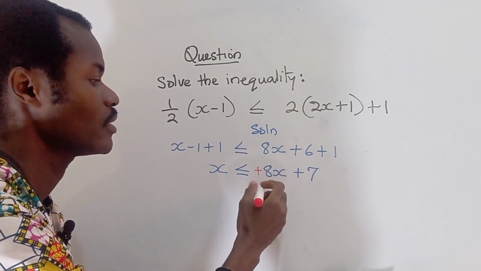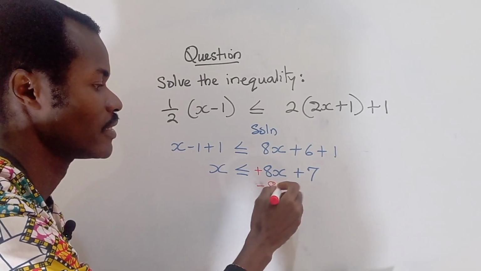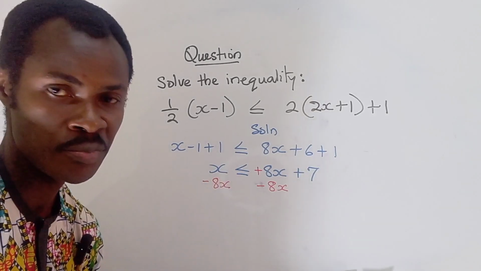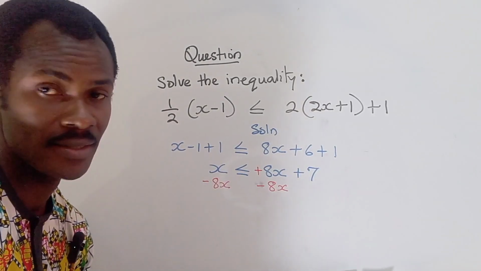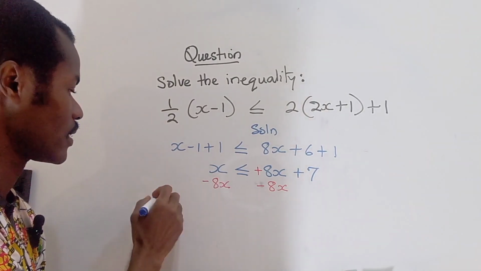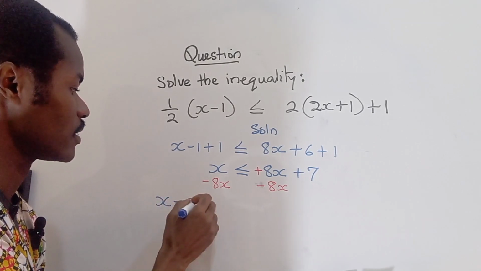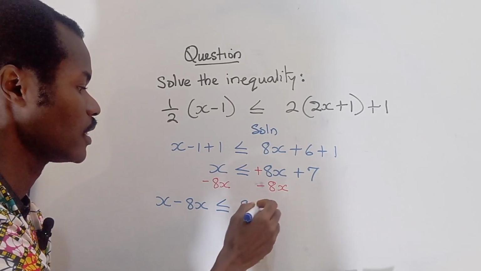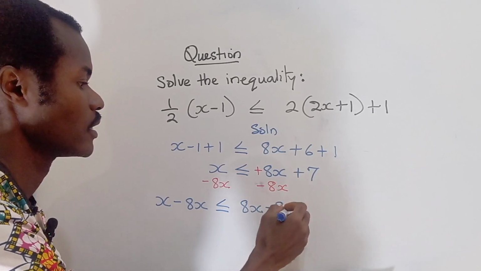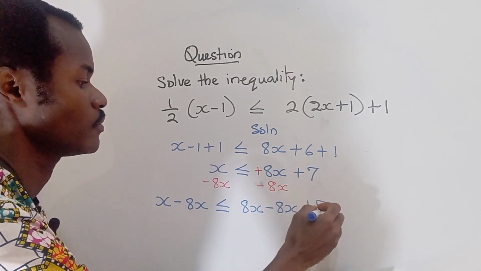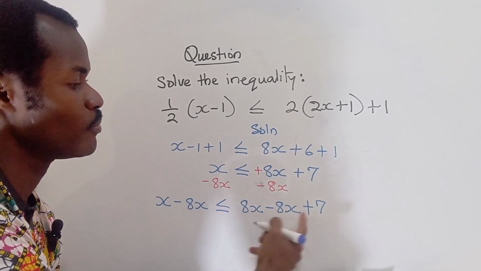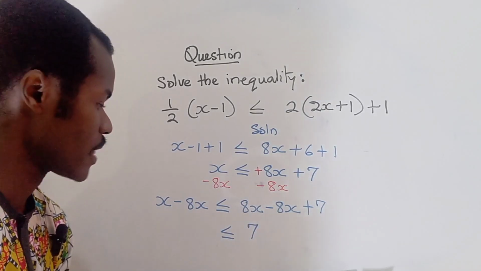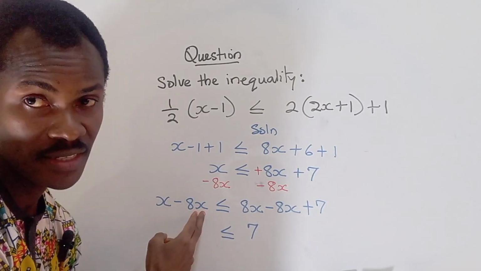Remember, this is plus 8x, so we are going to put minus 8x here, and we're also going to do minus 8x here. So how do we write it? We are going to write x minus 8x, which is less than or equal to 8x minus 8x plus 7. Remember, this is 0, so 0 plus 7 is still 7.